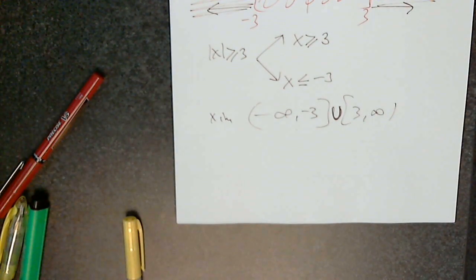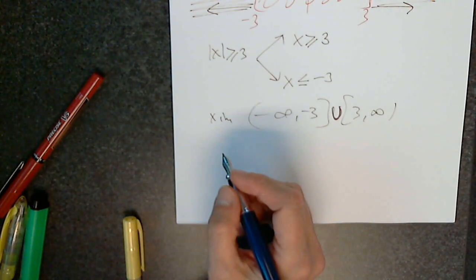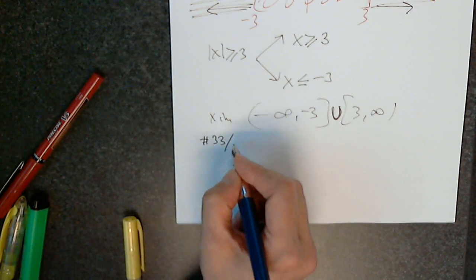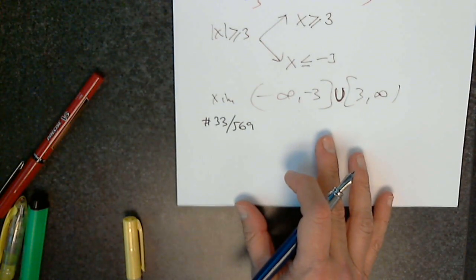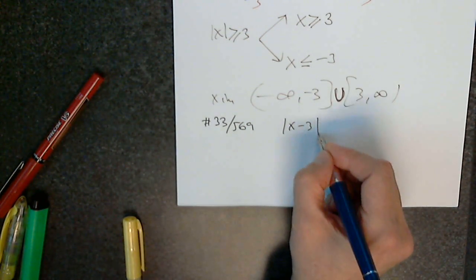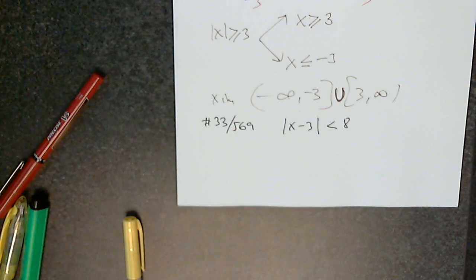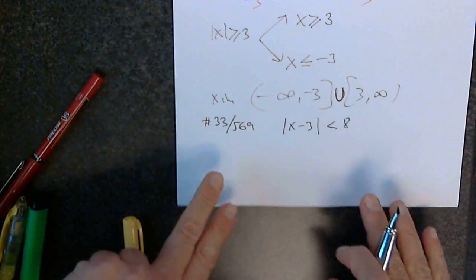Good. So let's practice what we just saw on page 569. I will start with 33 on 569. And we have the absolute value of x minus 3 less than 8. First thing we have to establish which type of inequality this is. There are only two types. So which one is it? The easy one. Excellent. So then if it's the easy one, then you will tell me what to write right away.